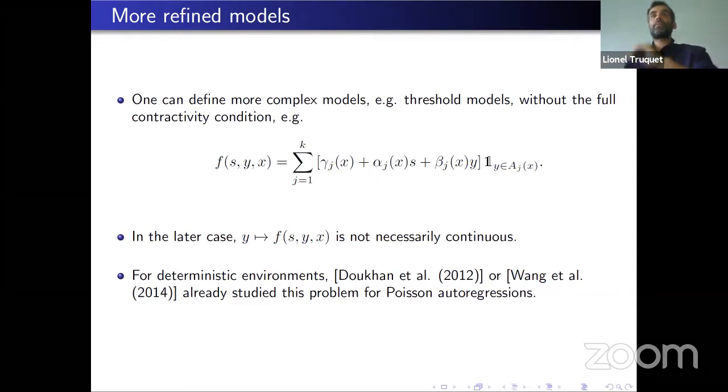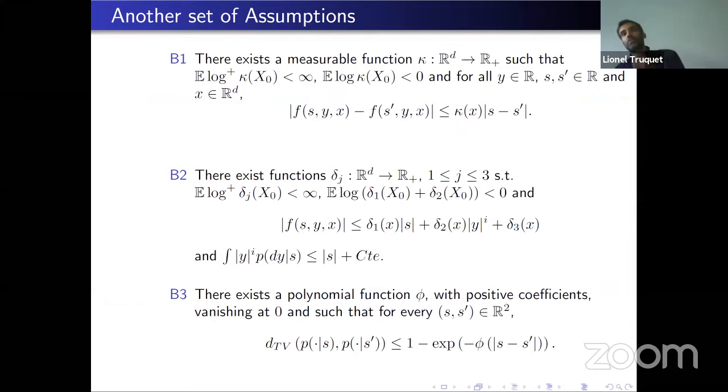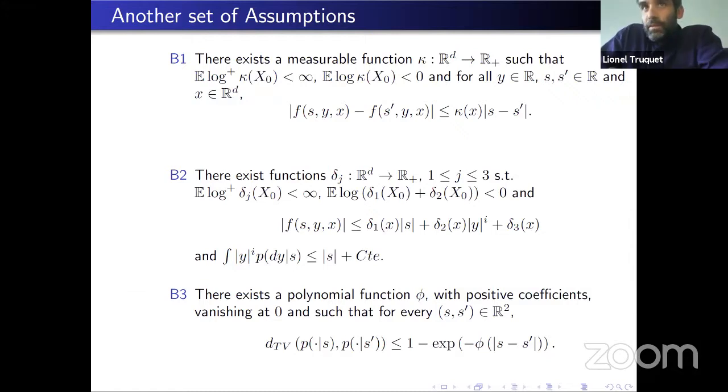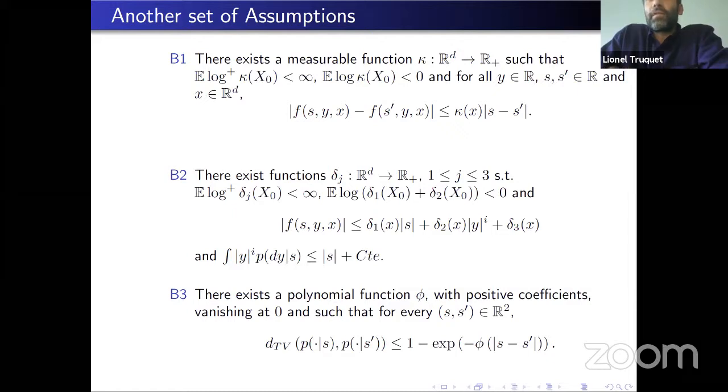Right, so I will make some assumptions. The first assumption in this new setup: I will consider that you have only a contractivity assumption with respect to the first argument, that is the value of the latent process. So I assume a contractivity with respect to S, always with this kind of general assumption of Lyapunov exponent.